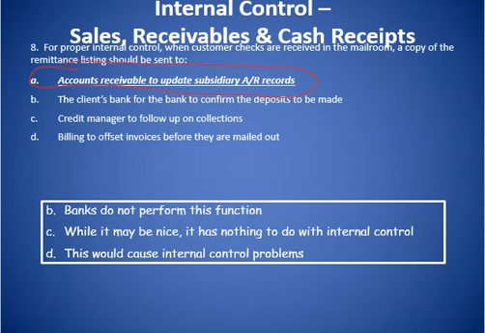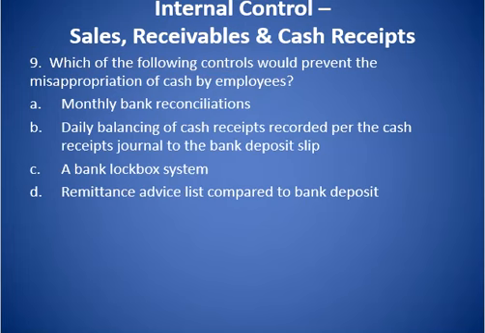Okay, let's take a look now at number 9. Number 9 is basically, which of the following controls would prevent the misappropriation of cash by employees? And you're given your 4 choices. Stop your video, make your choice for the correct selection. When you're ready, restart your video.